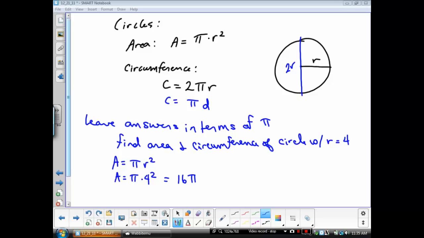Now, if they had told us a unit, such as radius is 4 centimeters, then we are finding area, and it's going to be in square centimeters. So we would write 16 pi square centimeters, that's cm with a little exponent of 2. Your circumference, on the other hand, is a linear measurement of the distance around. So the circumference is 2 times pi times 4, which is 8 pi centimeters. Most of the time, like I said, we will leave our answers in terms of pi.